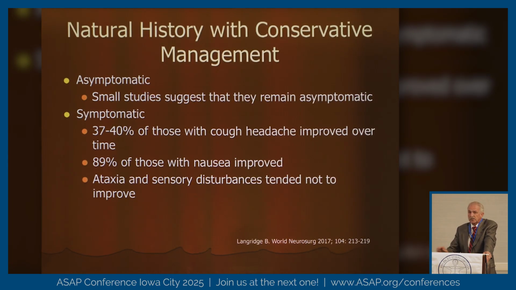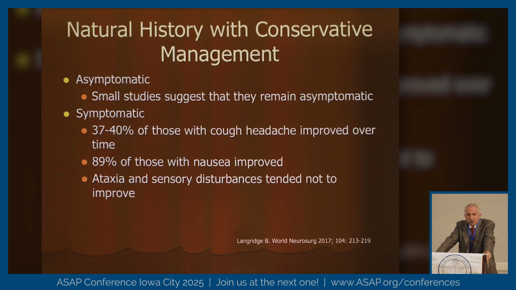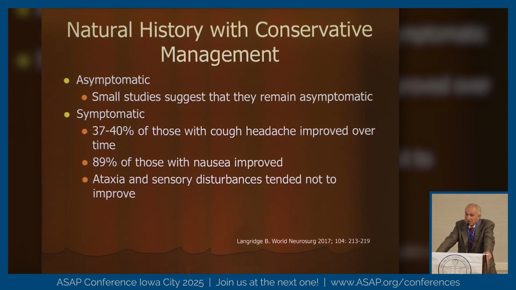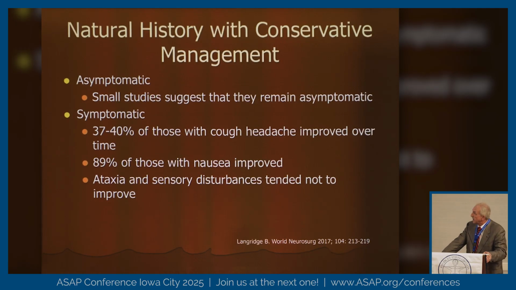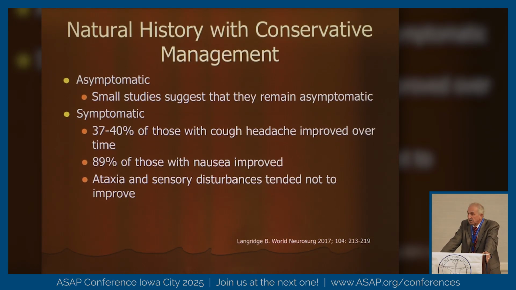Now, what's interesting is if you look at the natural history of Chiari malformations, it is not uncommon for us to have patients with tonsillar descent. Many of them have headaches, and you can argue whether the headaches are related or unrelated to the Chiari malformation and so forth. But typically in small studies, asymptomatic patients usually remain asymptomatic. However, if they're symptomatic, about 37 to 40% of those with cough headache, which is thought to be due to obstruction of CSF flow, actually improve over time. So cough headache may improve, at least in a minority of people.